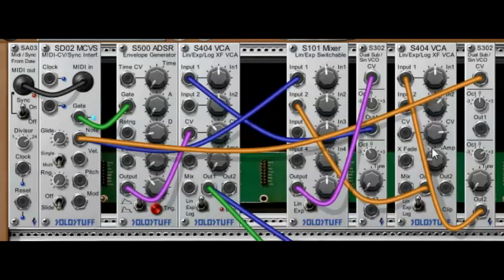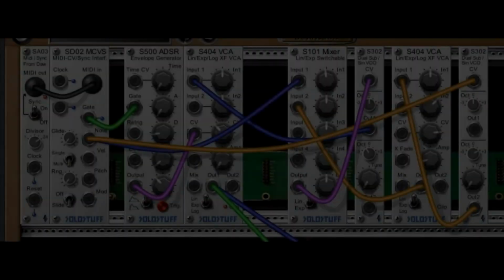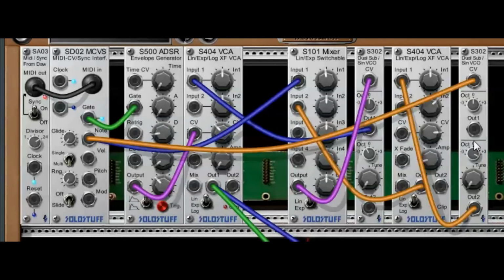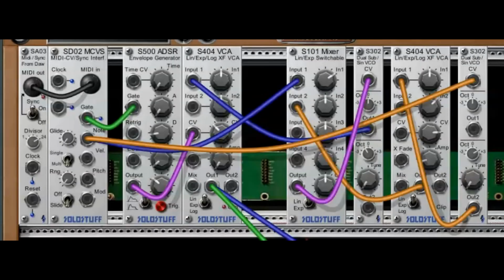There are the following points to influence the sound in the patch: the strength of modulation, which we can adjust at the right VCA. The frequency of the modulating S302, of course. And with a mixer to adjust to which amount the note signal and to which amount the modulating S302 influences the sound.